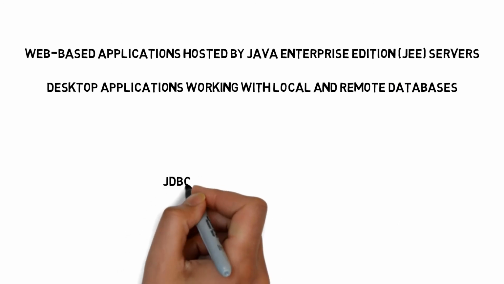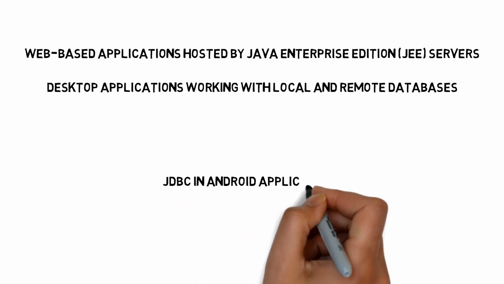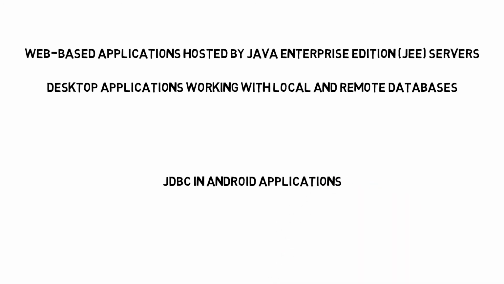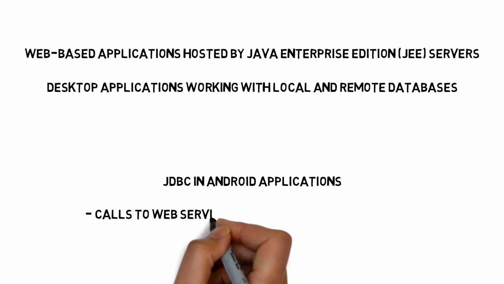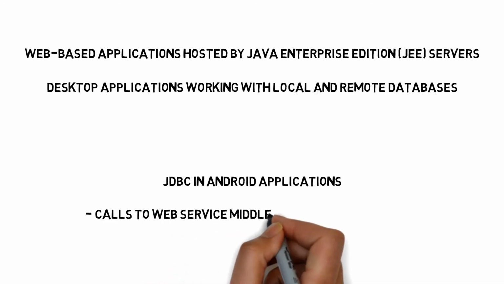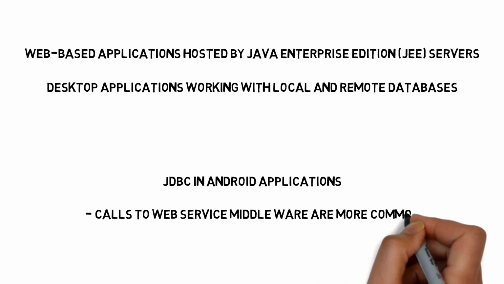Less common uses include JDBC in Android applications. Android has its own API for working with local databases, specifically SQLite, and so developers typically don't use JDBC there. And when you're working with larger databases, making calls from Android applications, it's more common to make calls to those databases through web services hosted by middleware servers.